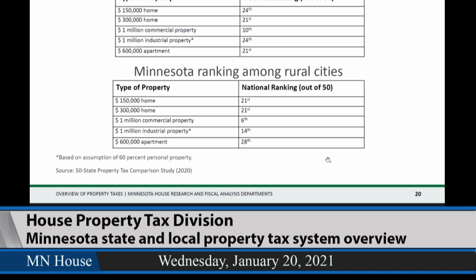So the rural city that is used in the study for Minnesota is Glencoe. And you can see that the home rankings are comparable, a little bit higher on that low valued $150,000 home. $1 million commercial property is ranked 6th in the nation, and the industrial property is 14th. Lastly, among rural cities, the $600,000 apartment is ranked 28th. So first, on this scale, first would be you sort of have the highest effective tax rates in the nation, whereas 50th would be the lowest. Next slide, please.